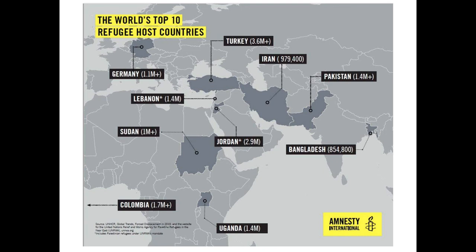And then refugee host countries, Germany taking in over 1 million, Sudan, Lebanon, Turkey, Iran, Pakistan, Bangladesh, all of them taking in just about 1 million each. Uganda taking in about 1 million people. Colombia probably taking in Venezuelans. Thank you, Amnesty International.